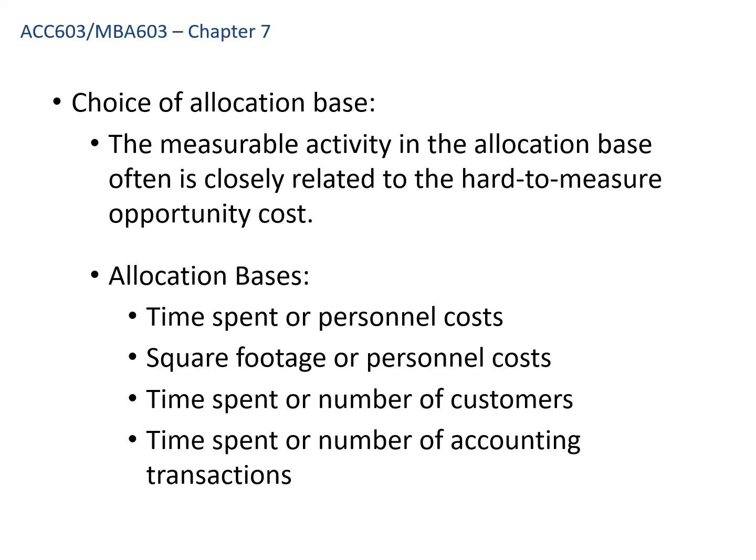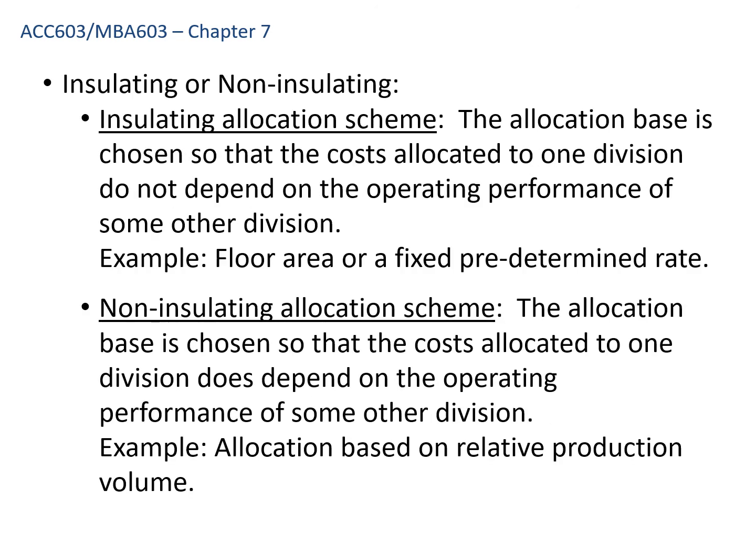What they're going to do is figure out the system and make the decisions that cause them to be allocated less cost, which isn't necessarily going to reduce the cost of the company if you don't make a good choice on those bases. The chapter concluded with a discussion of insulating or non-insulating allocation, which was kind of an interesting concept that I want you to give some thought to.